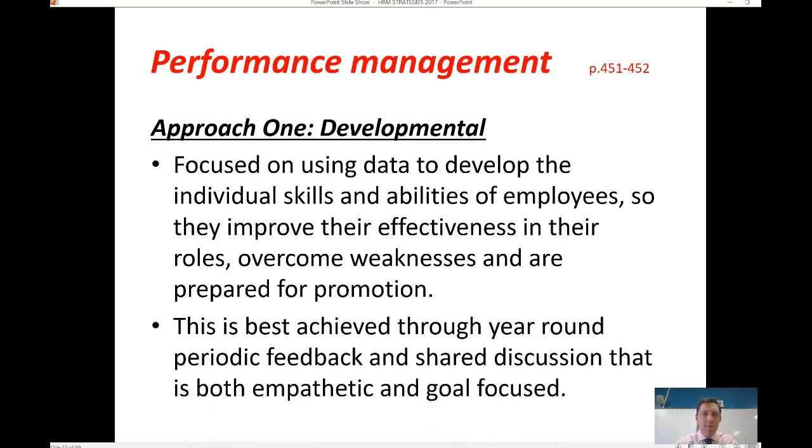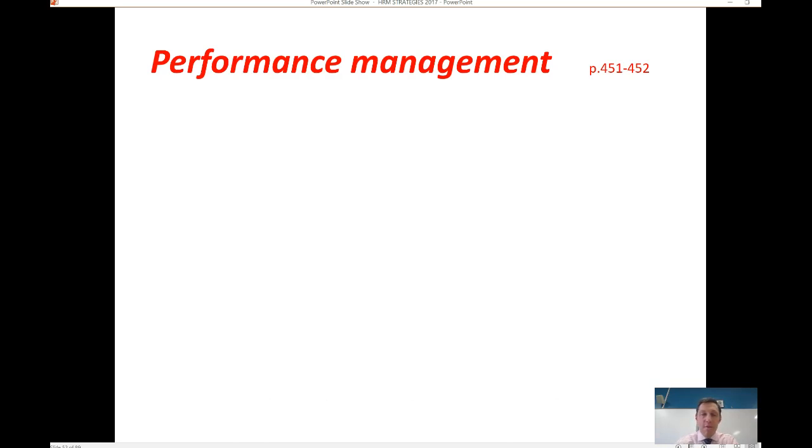So what is the approach? Developmental is really focused on using data to develop the individual skills and abilities of employees so that they can improve their effectiveness. And it's best achieved through year-round periodic feedback and shared discussion that is both empathetic and goal-focused.